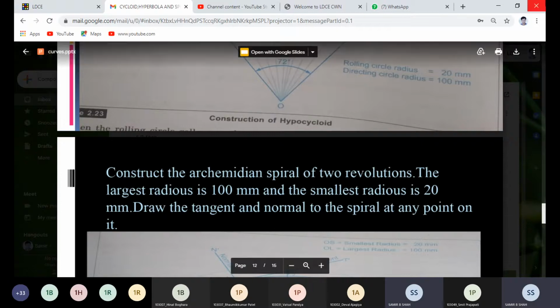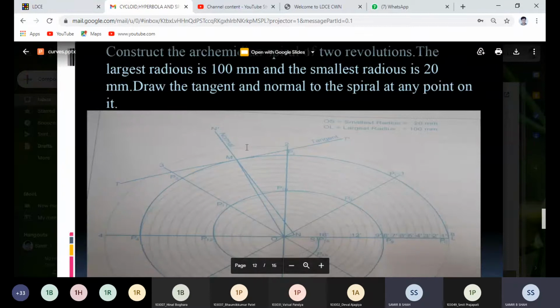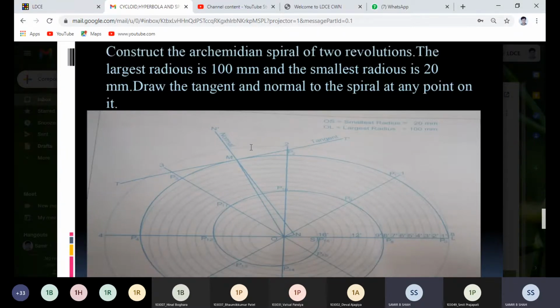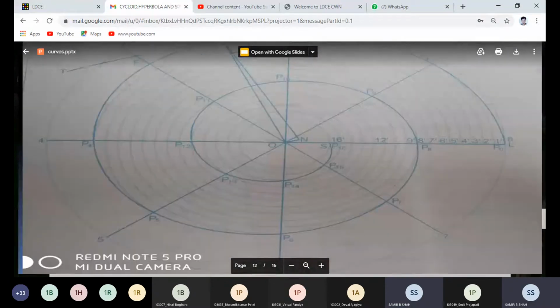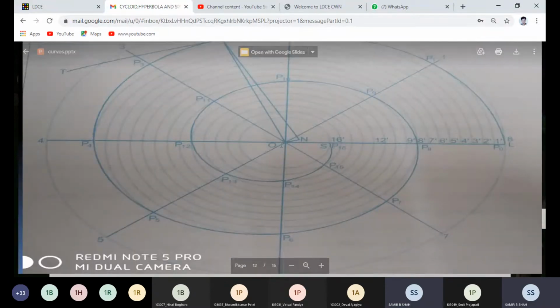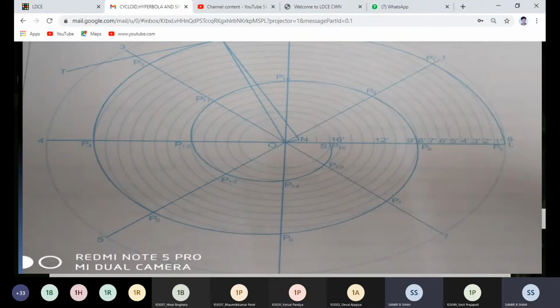Okay? क्या करना है? हमें स्पाइरल ड्रॉ करना है. ओके, कैसे करेंगे? Take O as the center and OS is the radius, which is equal to 20 mm as given in the data, and draw the circle.